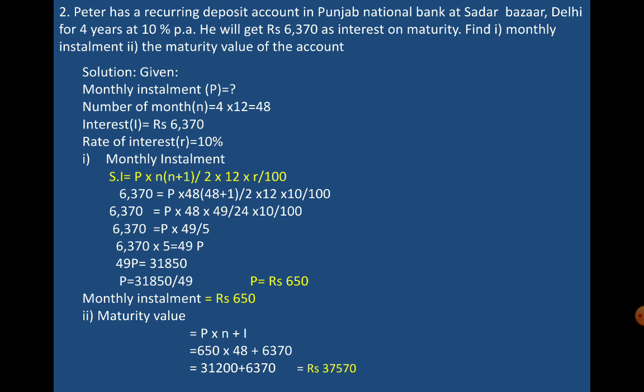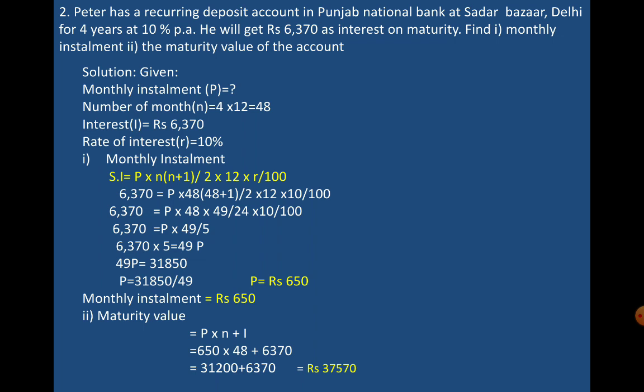Okay, in the second question, they ask us to find the maturity value of the account. That means, after 4 years, including interest, how much amount Peter gets from the bank. We have to find that.